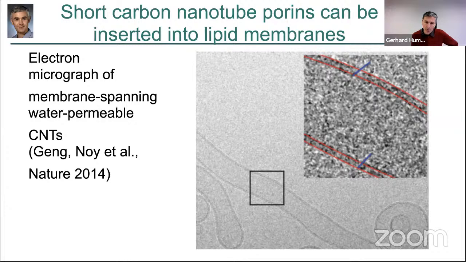He has been studying them for a very long time. A few years ago, they succeeded in getting nanotubes inserted into lipid bilayers, which is something that I think many of us have dreamed of as a possible application. And they could show that you can transfer ions and protons across these membrane-inserted nanotubes.